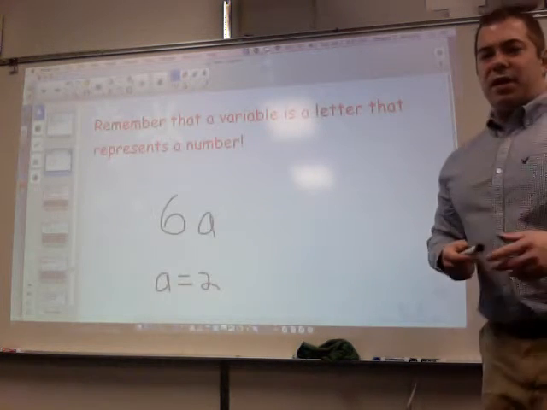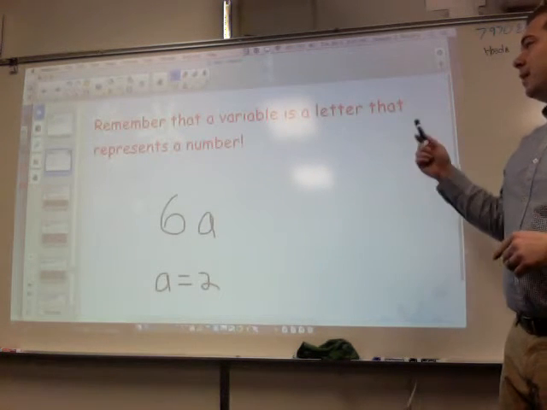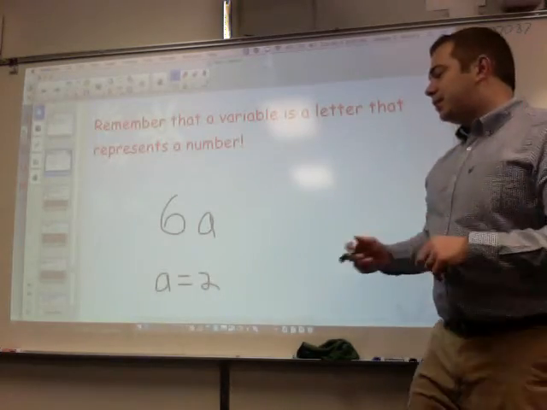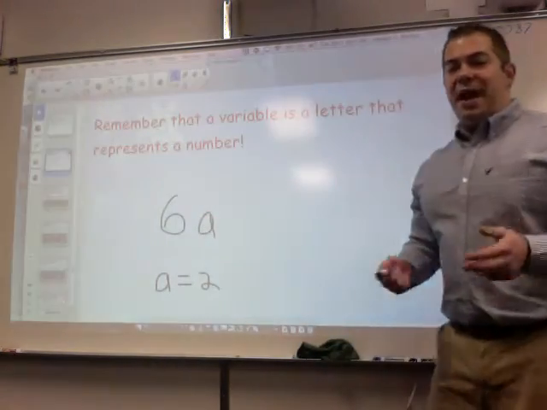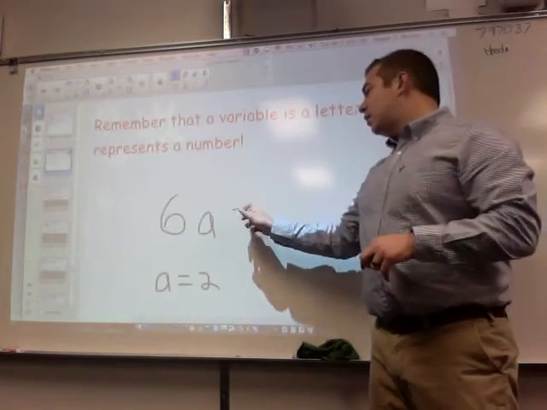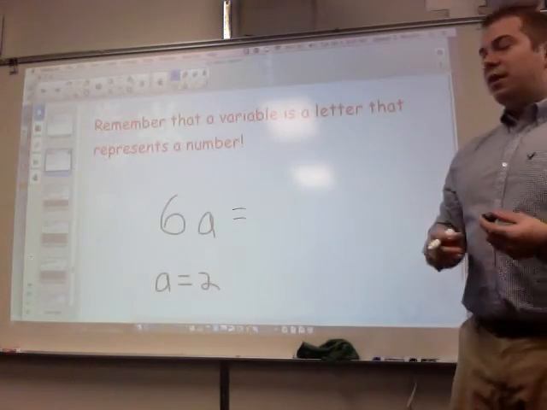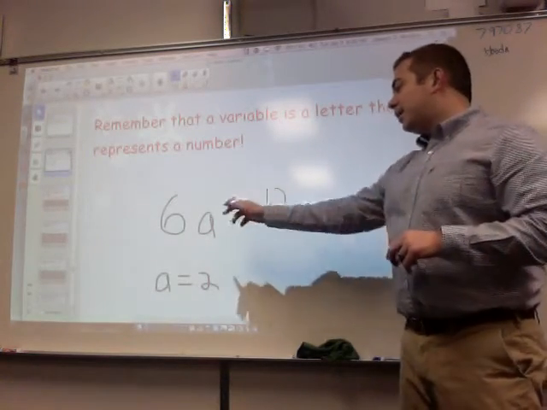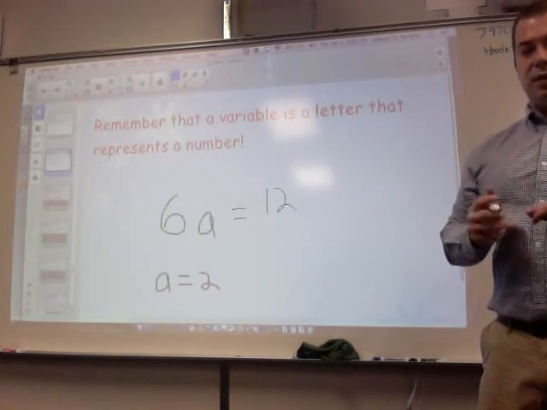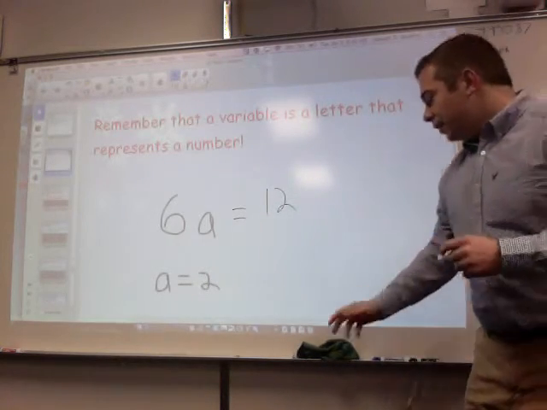Alright, but before we get started, let's remember that a variable is a letter that represents a number. So in this situation we have 6a. If a represents 2, this algebraic expression would be equal to 12, because 6a is really 6 times 2, and 6 times 2 is 12. So let's not forget that.